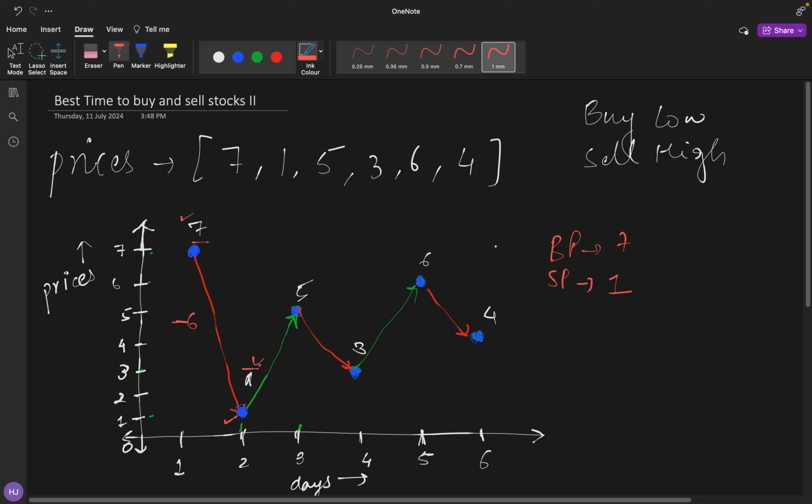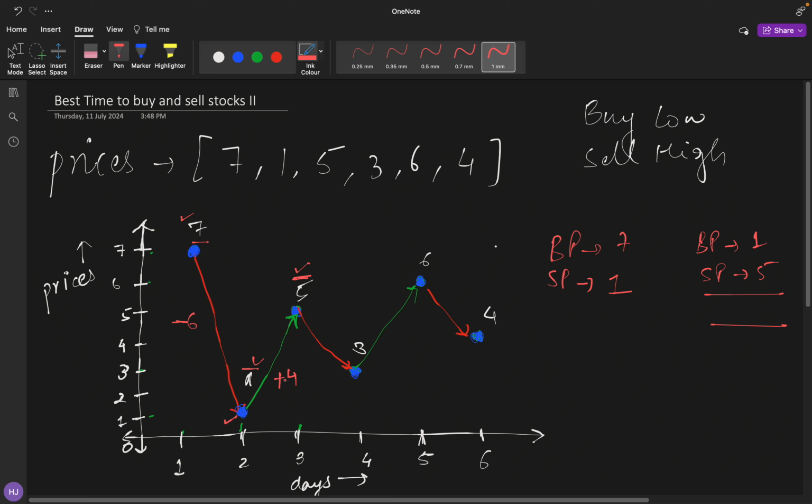So talking about day 2. As you can see, the value of our stock on day 3 is 5. So at this point my buying price would be 1 and selling price would be 5. So net profit in this transaction is positive 4. Can we consider this positive 4 in our answer? Pretty good. Yes, because we are having a profit, right?